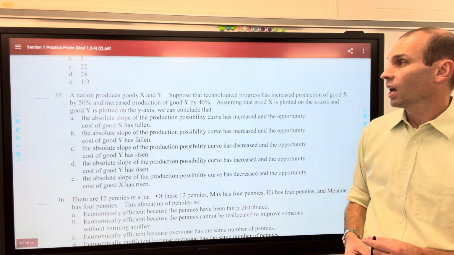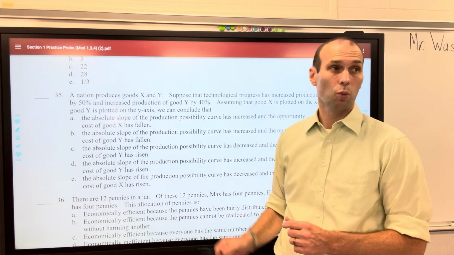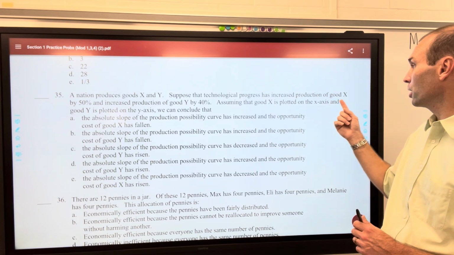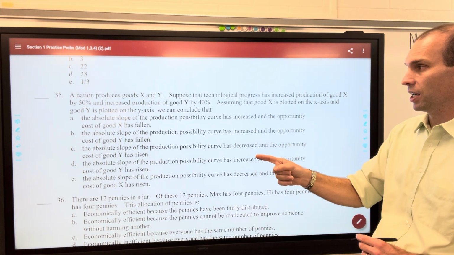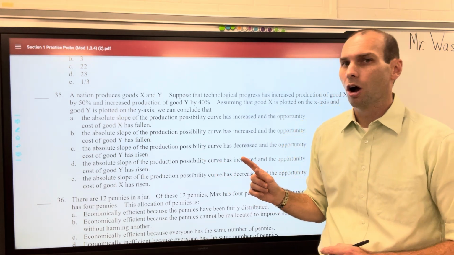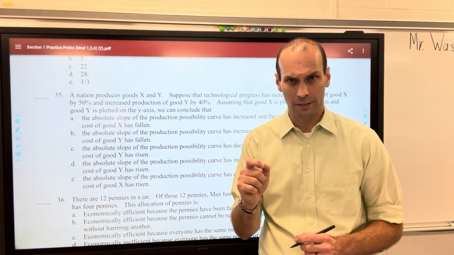All right. A nation produces goods X and Y. Suppose a technological process has increased the production of good X by 50% and increased production of good Y by 40%. All right, I covered this a little bit in like two of the periods.